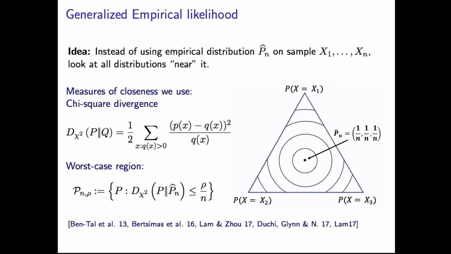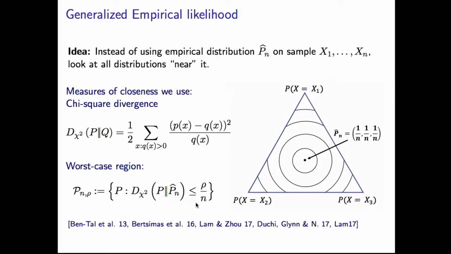All right. The specific way we're going to do this is because we already know that the empirical distribution, despite its shortcomings, is a reasonable approximation to the population distribution. We're going to set a neighborhood around this empirical distribution, and use that as our worst case region. To define this neighborhood in the space of probability measures, you need a notion of distance. So we're going to use what's known as chi-square divergences. Using this notion of distance, we can define this neighborhood around the empirical distribution of radius rho over n.